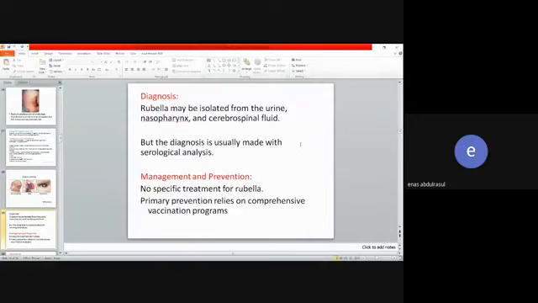What about the diagnosis of rubella? Although the virus may be isolated from urine, from the nasopharynx of the infected mother, and from the cerebrospinal fluid, by performing PCR, the polymerase chain reaction, the diagnosis is usually made by serological analysis, that is, by detecting specific antibodies to the virus, IgG and IgM antibodies. What about the management and prevention? For treatment, there is no specific treatment for rubella, but primary prevention relies on comprehensive vaccination programs.